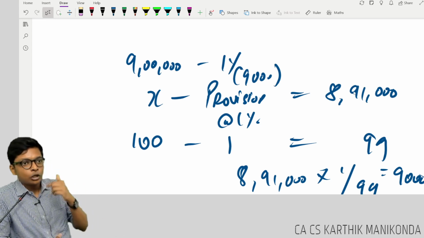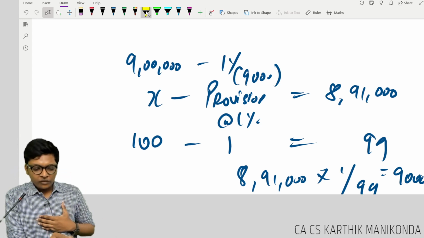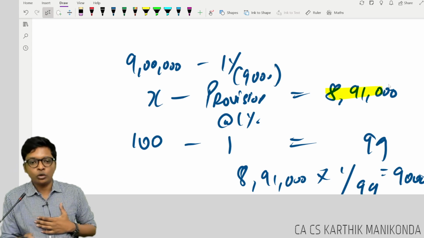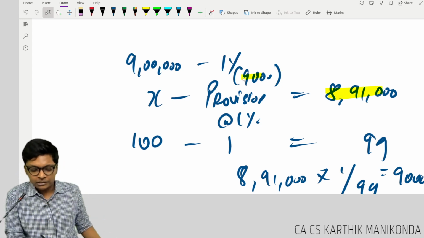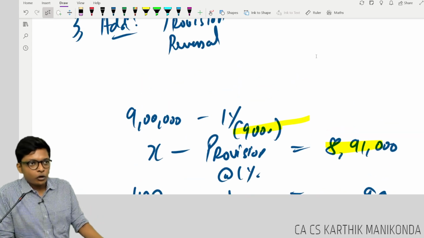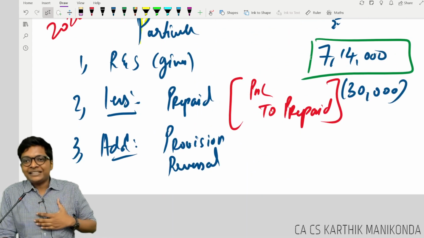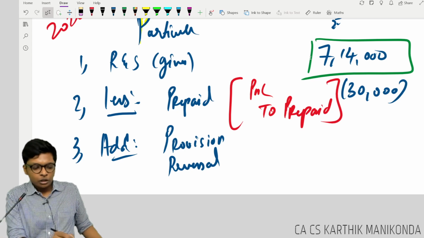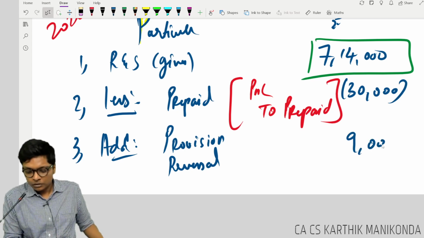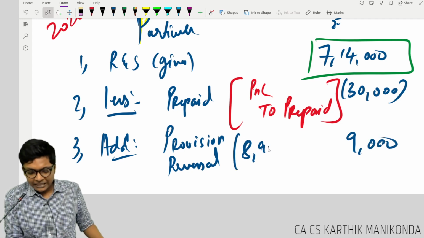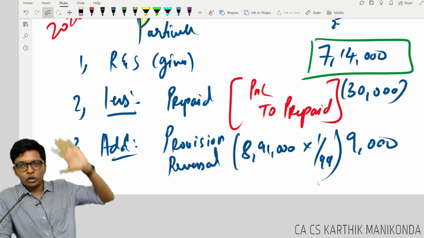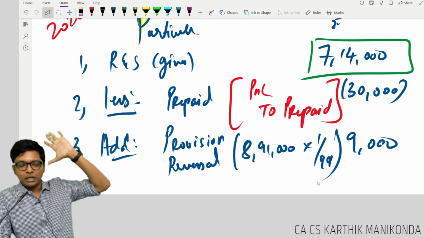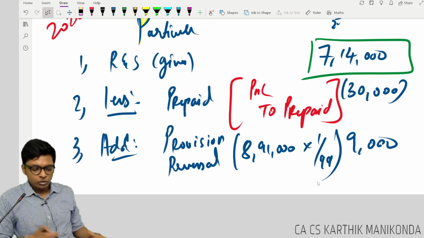Are you following, guys? Common mistake. Most of us will take 8910. For reversal of provision, do reverse working and add back how much, guys? 9,000. Are you following, guys? You know the answer, but there is a computational error. So I will add back 9,000, which is nothing but 8,91,000 into 1 by 99. Are you following, guys? Anjana getting it? How many of you got 9,000 correctly? Everybody understood? Anjana understood now?